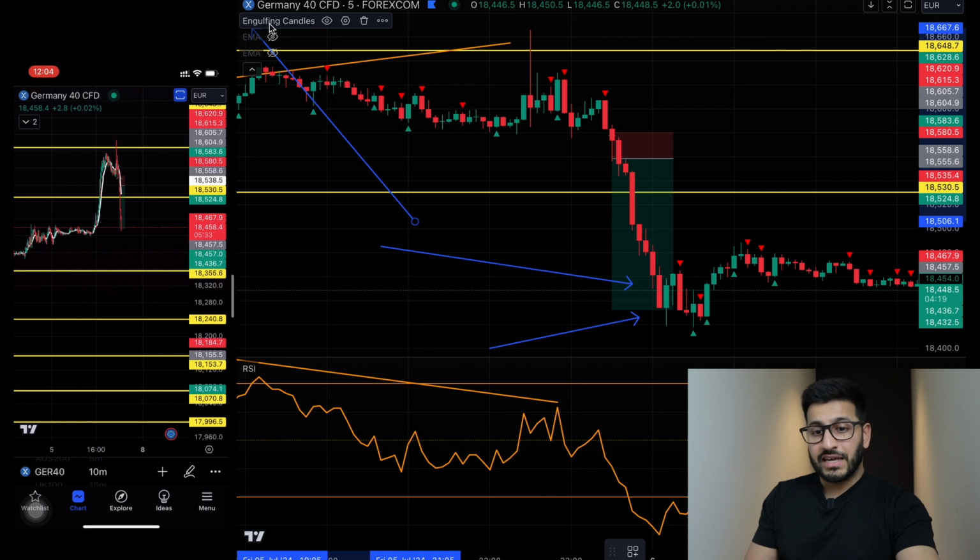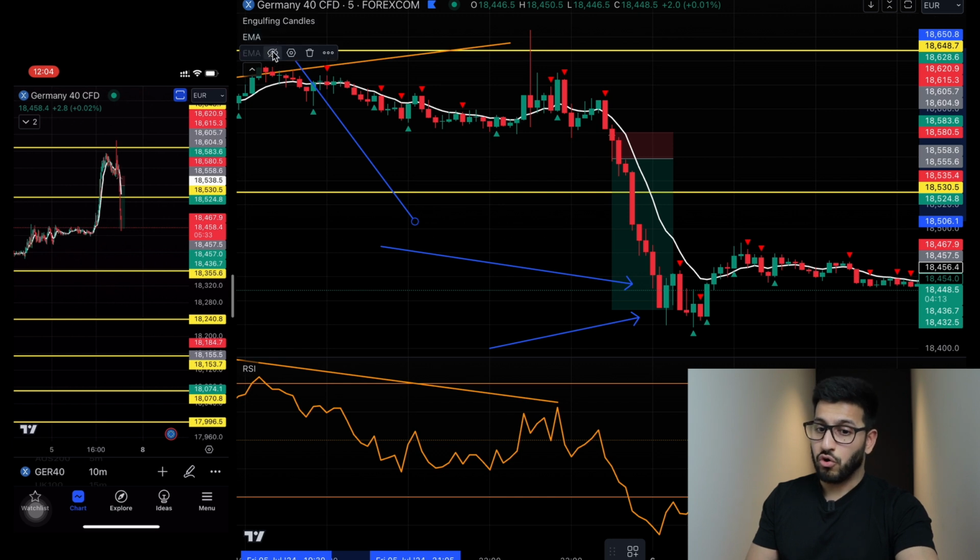You can use this indicator called the engulfing candle indicator. It'll show you where you can enter, or you can also use 10 EMA, or you can use 20 EMA. They're all going to show you the same thing. That's why I recommend you to keep it simple.